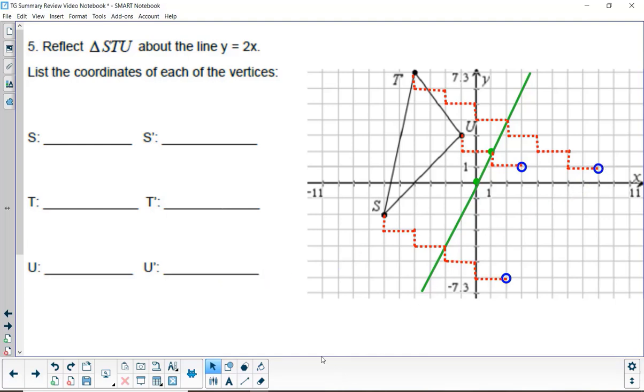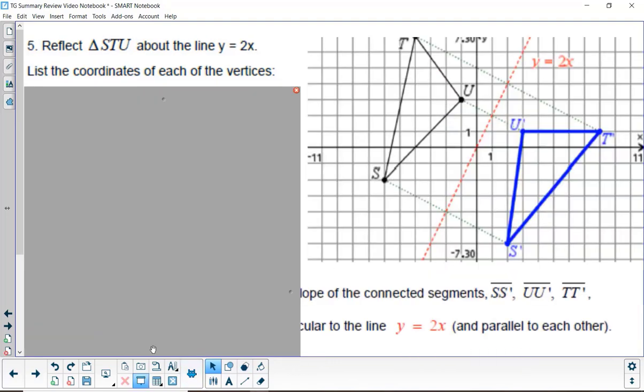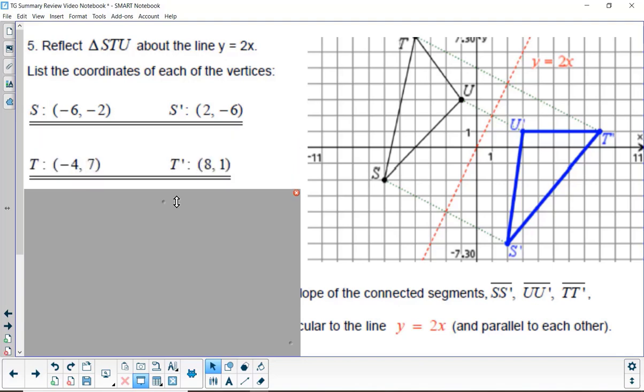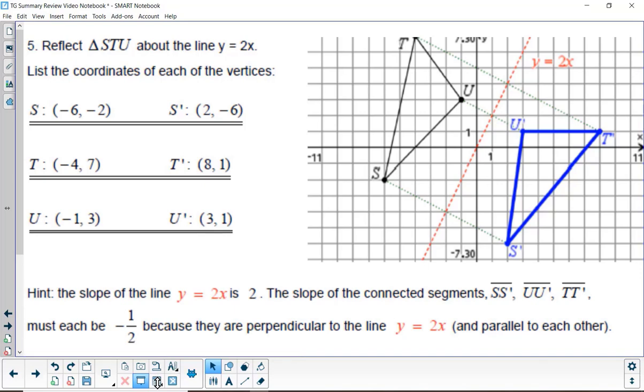Press pause as needed. So now that I've got the lines perpendicular, I can go ahead and answer the questions. Notice there's not really a pattern here between x and y because it's going about the line y equals 2x. So this concludes the questions about reflections.